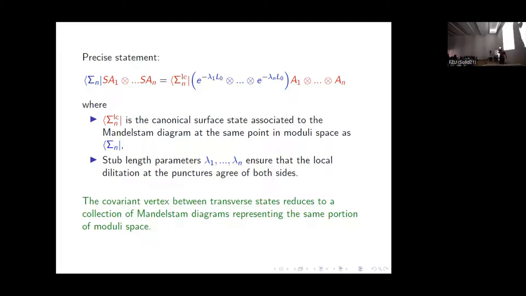So that means that once we fix light cone gauge, the covariant vertex just reduces to a vertex representing a collection of Mandelstam diagrams, which covers the same portion of moduli space as the original vertex. Any questions?